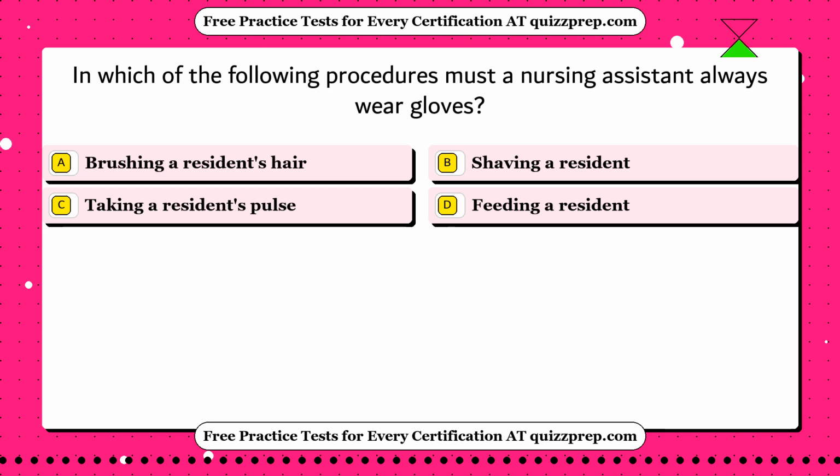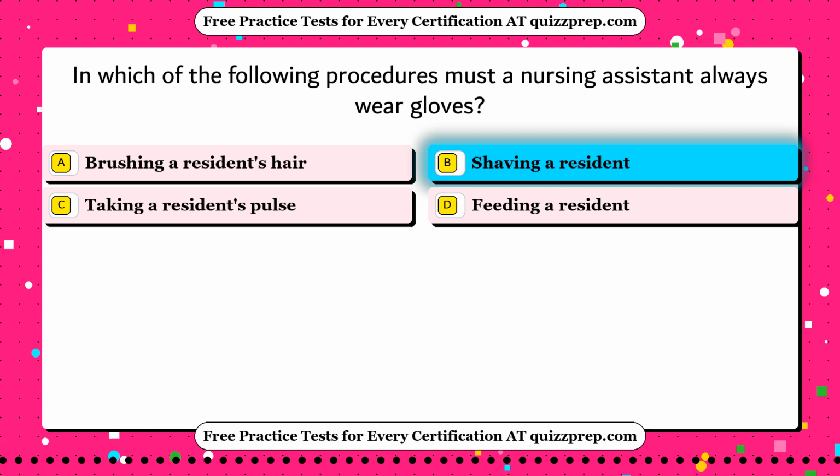Question 73. In which of the following procedures must a nursing assistant always wear gloves? Option A, brushing a resident's hair. Option B, shaving a resident. Option C, taking a resident's pulse. Option D, feeding a resident.